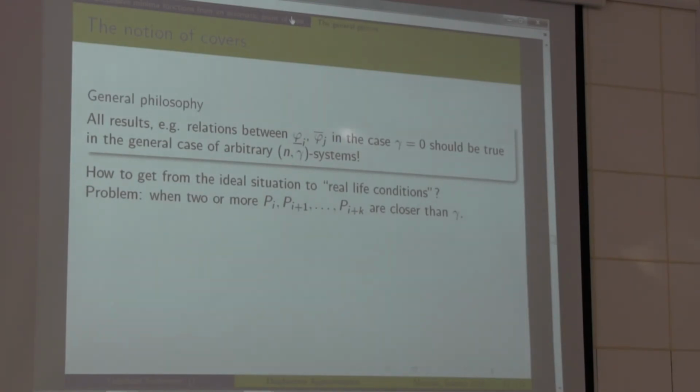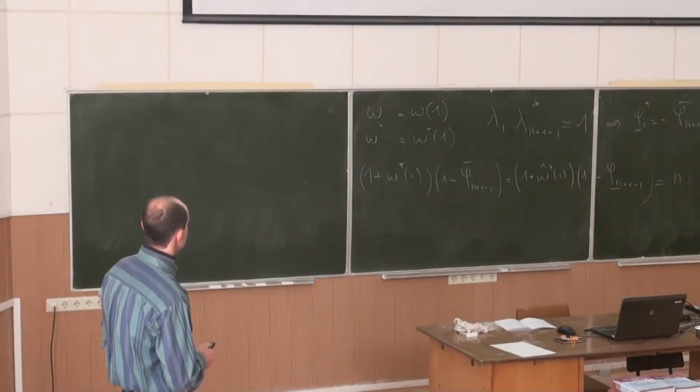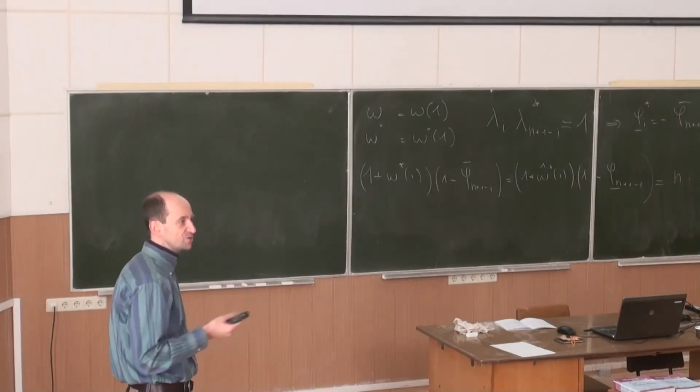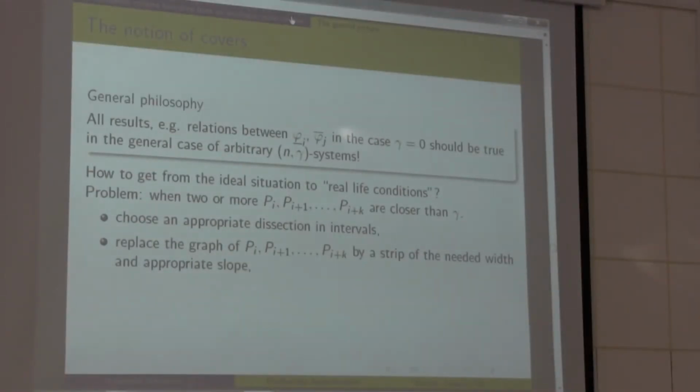So what we plan to do is we choose an appropriate dissection in intervals, using those division and switch points. We replace the graph of some functions that get very close in the strip by the whole strip of the given width and appropriate slope. We try to glue those strips all together and obtain a cover of our system. In this cover, we have three parameters. Well, we have the dimension, of course. We have the width of the cover, and we have a kind of error parameter epsilon that I will refer to over the next slide.